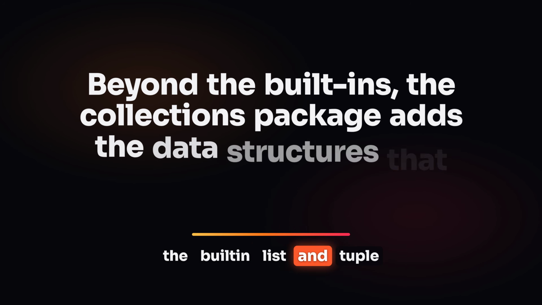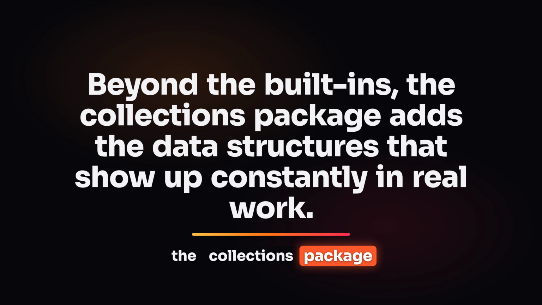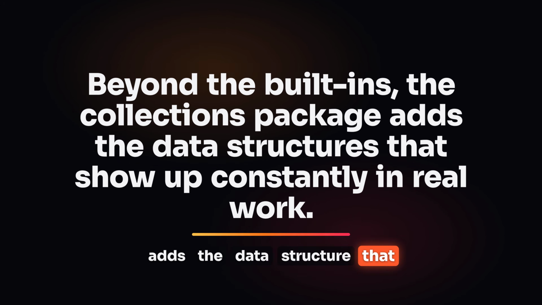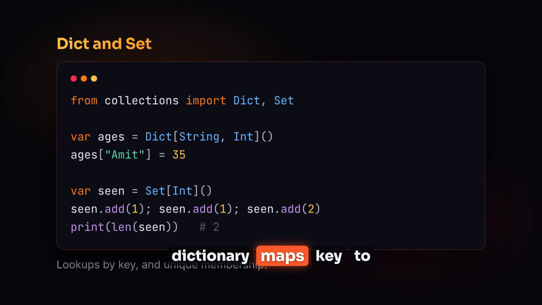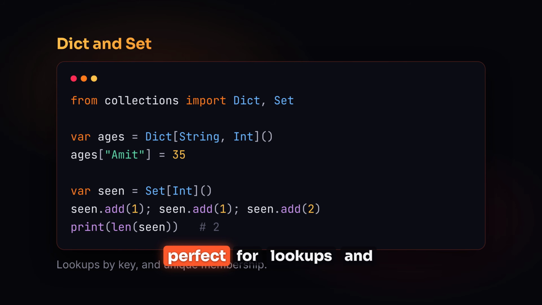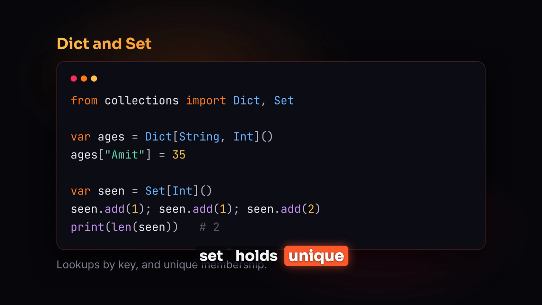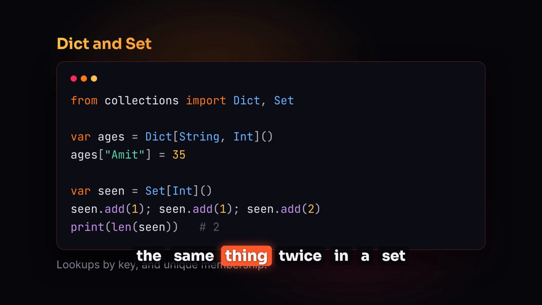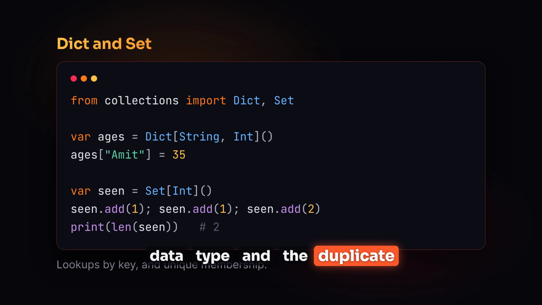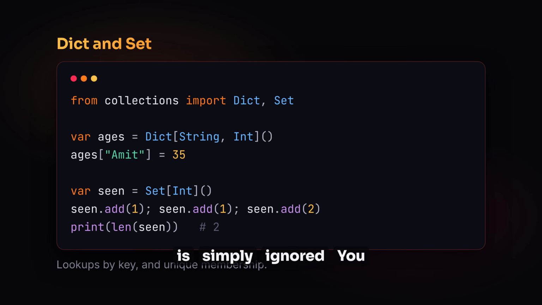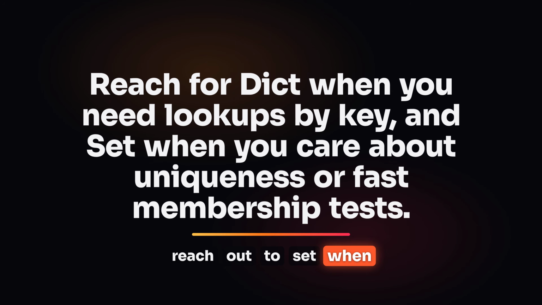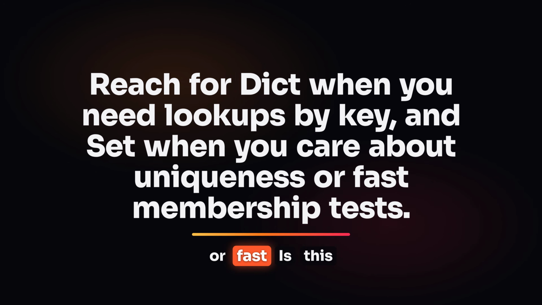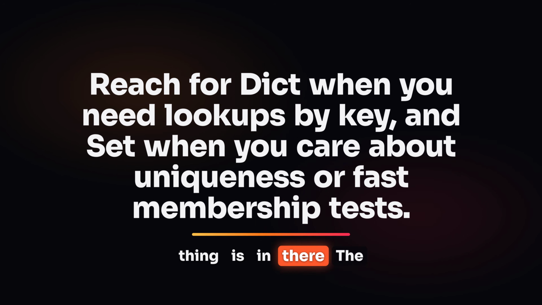Beyond the built-in list and tuple, the collections package adds the data structures that show up constantly in real work. A dictionary maps a key to a value. It's perfect for lookups, and a set holds unique values. Add the same thing twice in a set and the duplicate is simply ignored. You can always reach for a dictionary when you need lookups by key, and reach for a set when you care about uniqueness or fast membership checks.